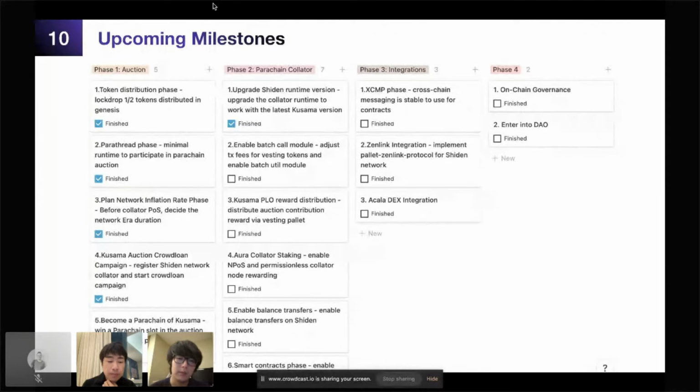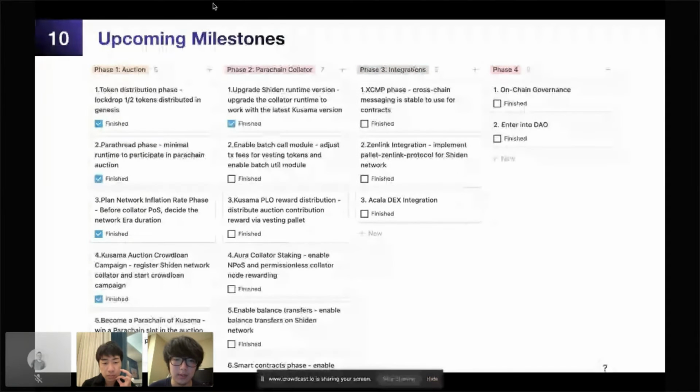And after that is finished, we are going to enable balance transfers for everyone, so that tokens can be moved. We do not have any specific date for this at the moment, but it will be happening shortly after we make sure that the validator nodes and the proof of stake module are working well.